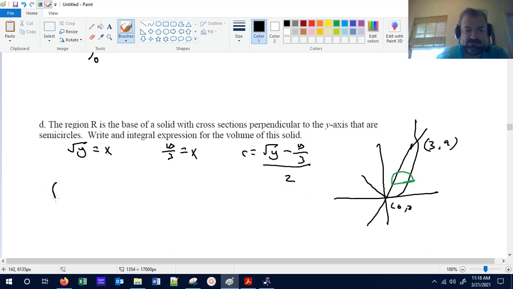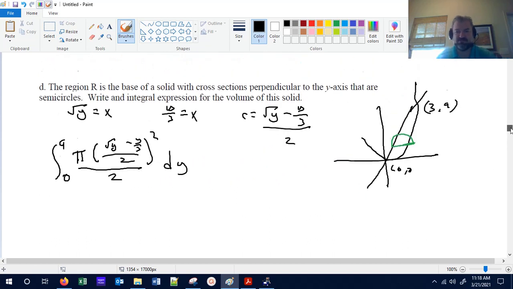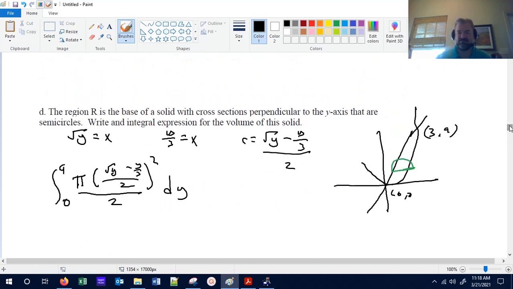So our integral is from y of 0 to y of 9, because we're using y's, pi r squared, the square root of y minus y over 3 over 2, where pi r squared is the area of the circle, divided by 2 to make it a semicircle, dy. And that is it for volumes with known cross sections. I will see you in the next lesson.